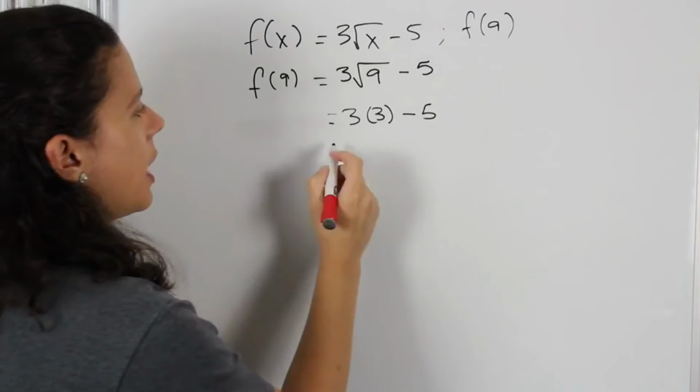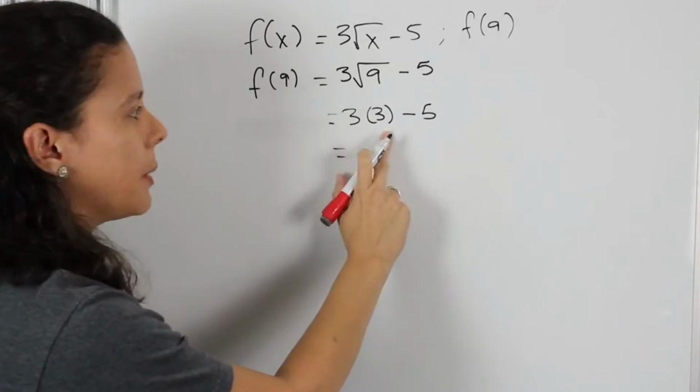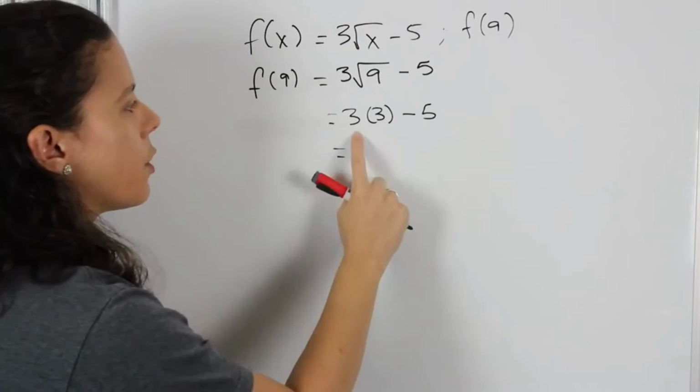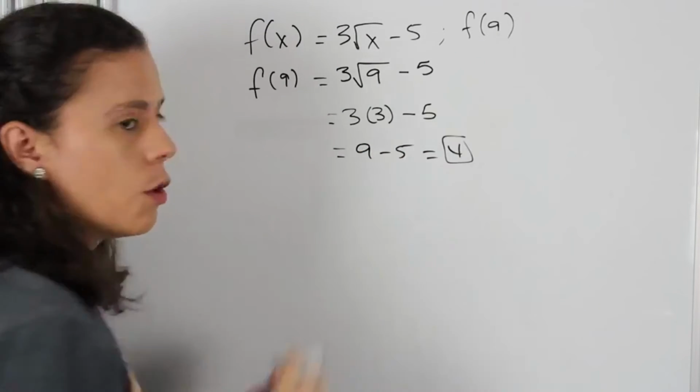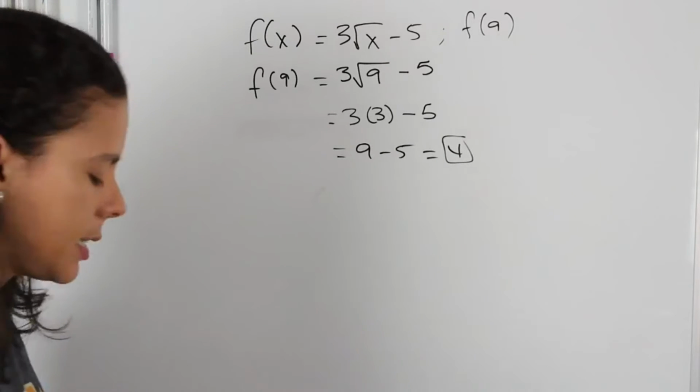All right? Now, 3 times 3 is 9. PEMDAS, right? We always do multiplication first. 3 times 3 is 9. Minus 5, that's just going to be 4. All right? I hope that makes sense.